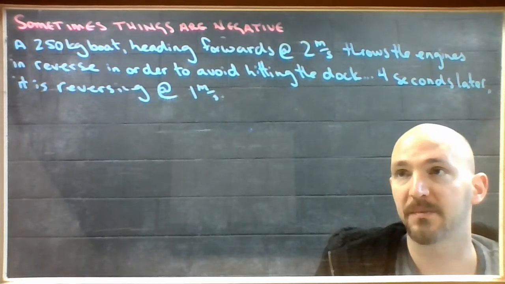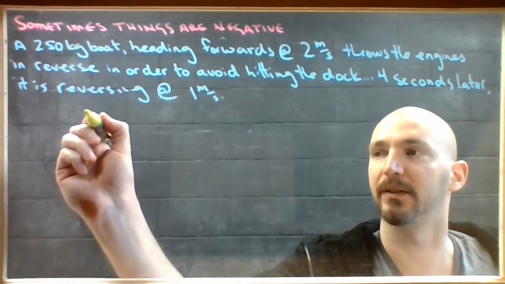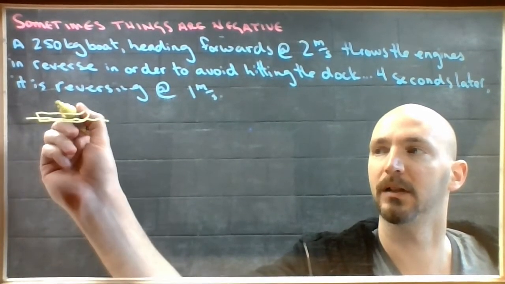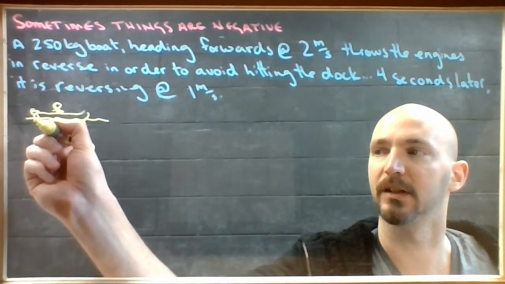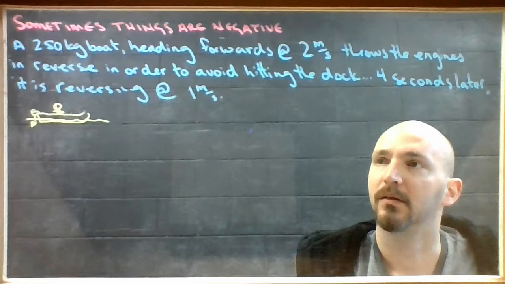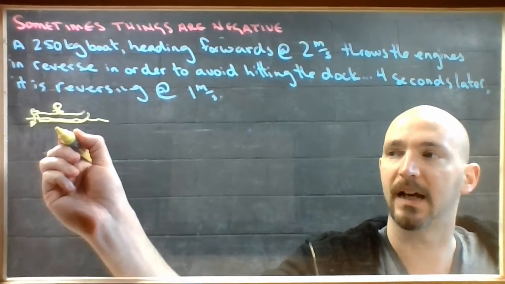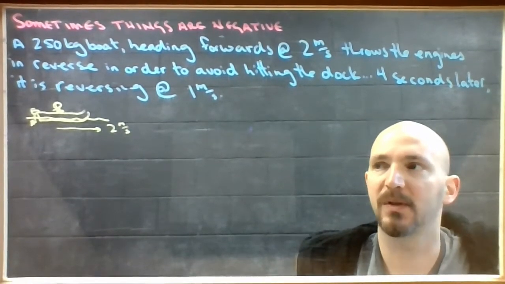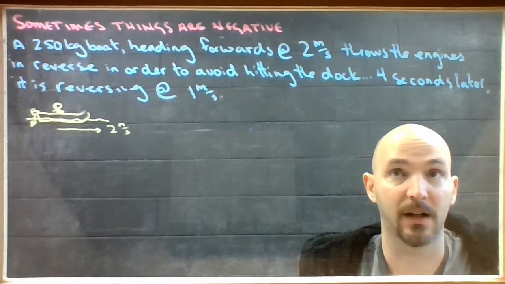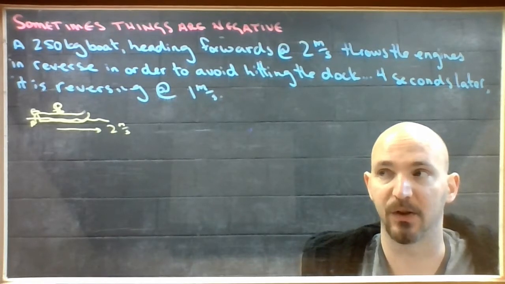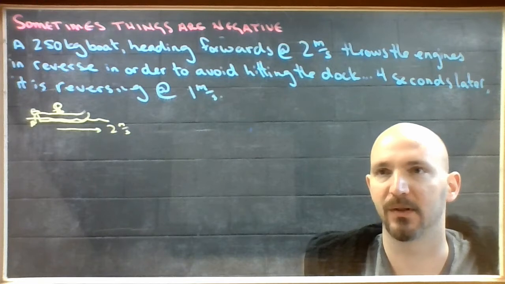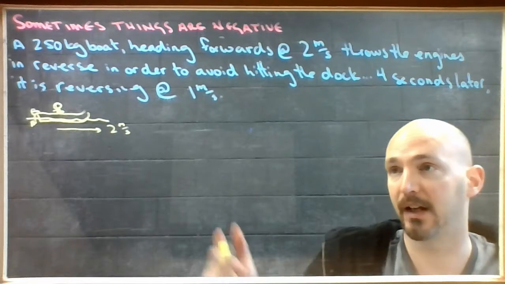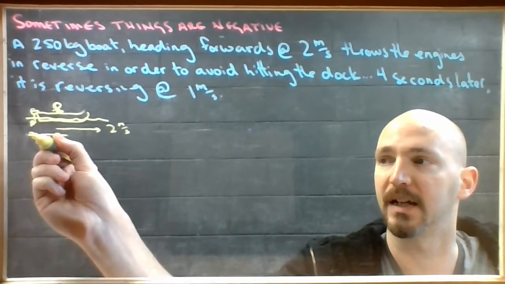Okay, so in this particular question, we have a boat. Here's your boat on the water, and there's someone in it. Little engine there. At first, it's heading forwards at 2 meters per second, but throws the engine in reverse in order to avoid hitting the dock. As you know, boats don't have brakes, so you have to use power forward, powered backwards in order to control where it's going. In this particular example, 4 seconds later, it is reversing at 1 meter per second.